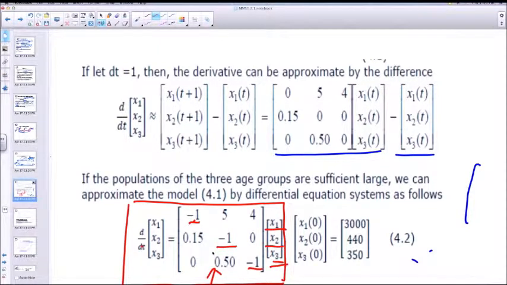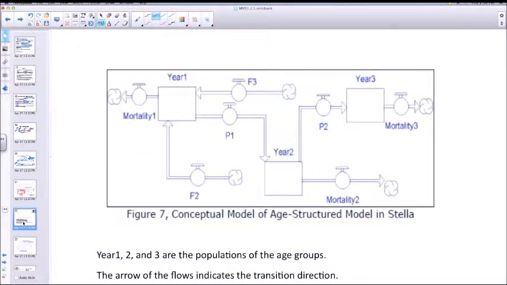That means the change of x1 equals all out, and then you add the increase. So this means all the old population died, 5x2 from the second population, 4x3 from the third year breeder. That's how you read it. So you look at the change instead of the population itself.